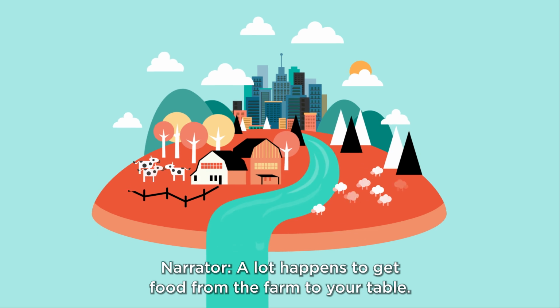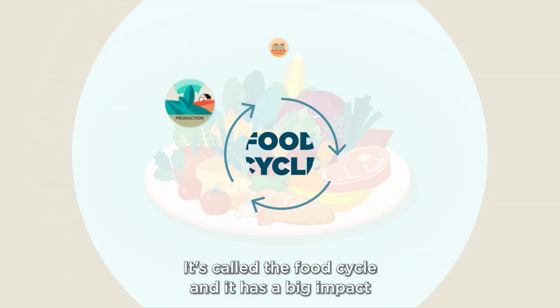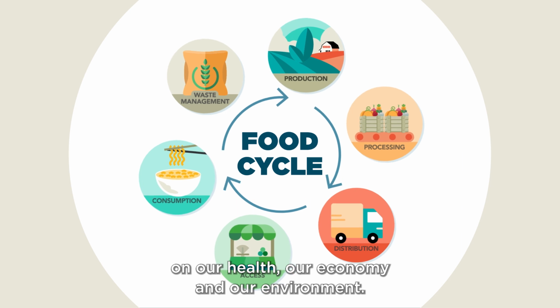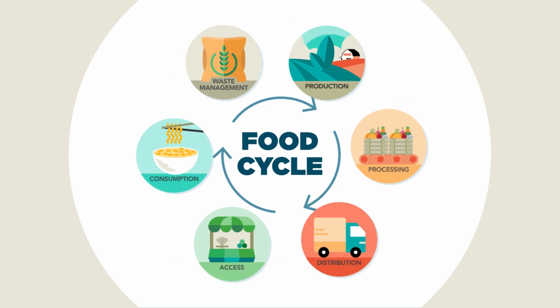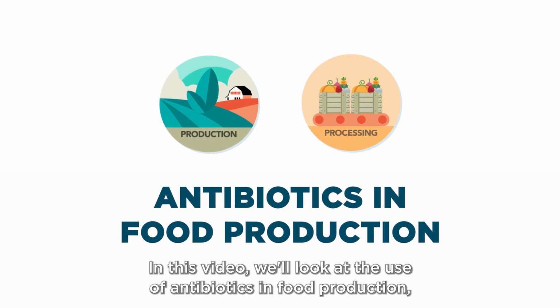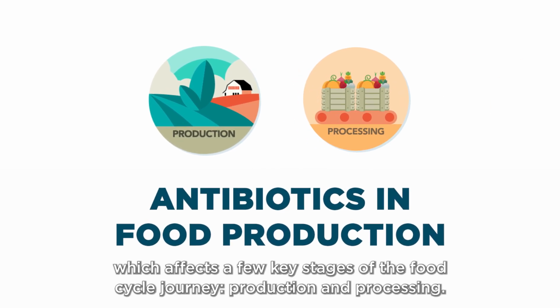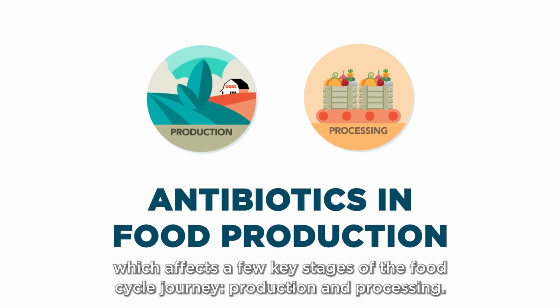A lot happens to get food from the farm to your table. It's called the food cycle, and it has a big impact on our health, our economy, and our environment. In this video, we'll look at the use of antibiotics in food production, which affects a few key stages of the food cycle journey: production and processing.